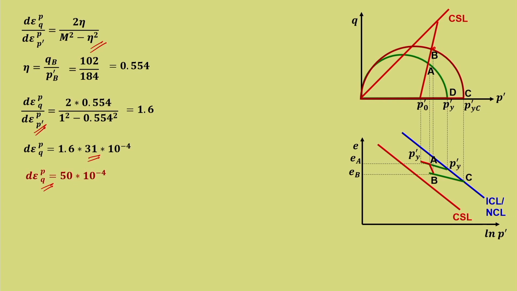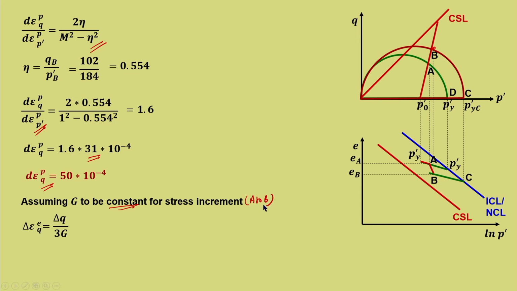We need to obtain the elastic part of the deviatoric strain for the incremental portion of A to B. So, assuming G to be constant for the stress increment, that is from A to B, we can write delta epsilon QE is equal to delta Q upon 3G. Now, what is delta Q? Delta Q is 12, because it is incremented by 12. By 3 into 3655, that will give 11 into 10 raised to minus 4. So, all what is needed we have computed now.